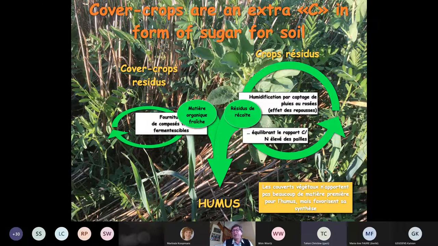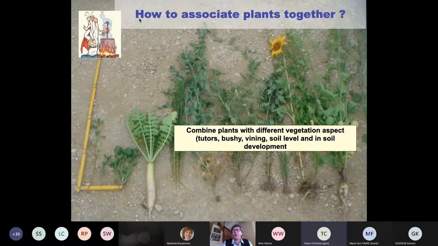You have a rotation very high in sugar and nitrogen residue. We use the cover crop to bring more cellulose and more lignin in order to have more organic matter in the system. And that's how we associate plants together.